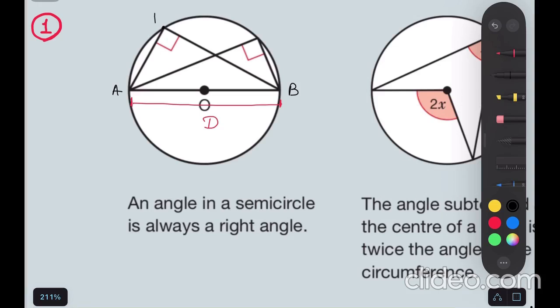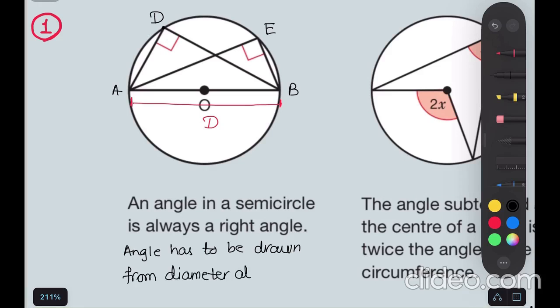For example, this angle is formed at point D, and by using the same 2 points A and B, an angle is formed on the circumference. Let's say this point is E. So this angle is always equal to 90 degrees. So the key point is that the angle has to be drawn from the diameter, or from the two ends of the diameter, at any point on the circumference. So these are just the additional points.